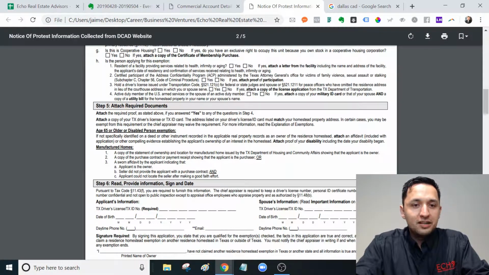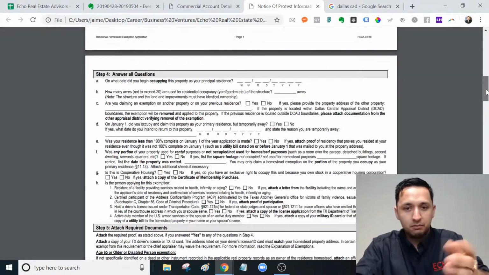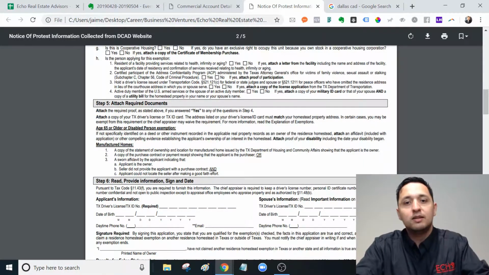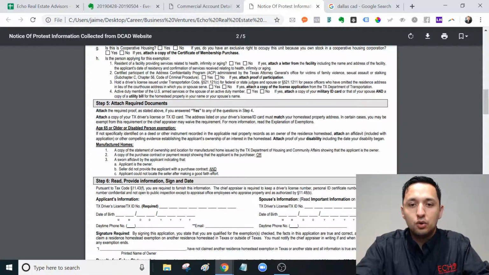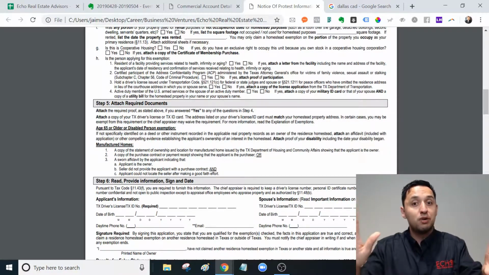All right, so attach required documents. Attach the required proof as stated above if you answered yes to any of the questions in step 4. What was step 4? So there you go. Attach a copy of your Texas driver's license or Texas ID card. The address listed on your driver's license card must match your homestead property address. So you see, the driver's license address needs to match your homestead property address.